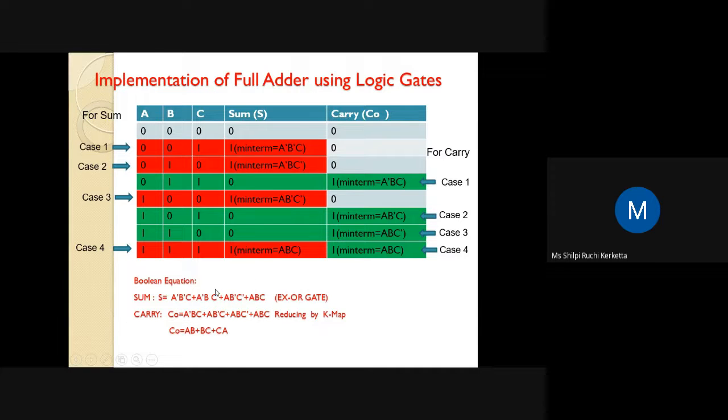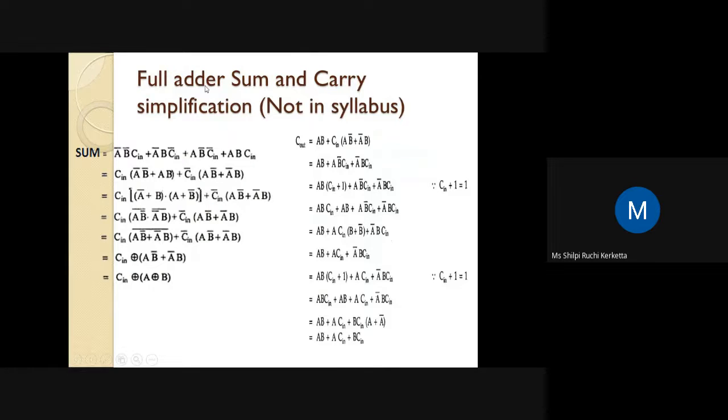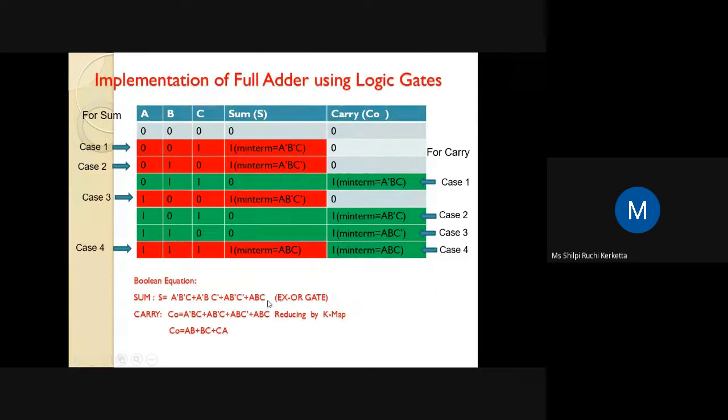So if we simplify this, this is not in the syllabus, that's why I'm not telling. If you do the simplification of the sum, it is coming as C XOR A XOR B. So this is the simplification for this sum, but you don't have to go in that much depth. If we do the simplification, it becomes A XOR B XOR C. So this is how we are getting this sum part.